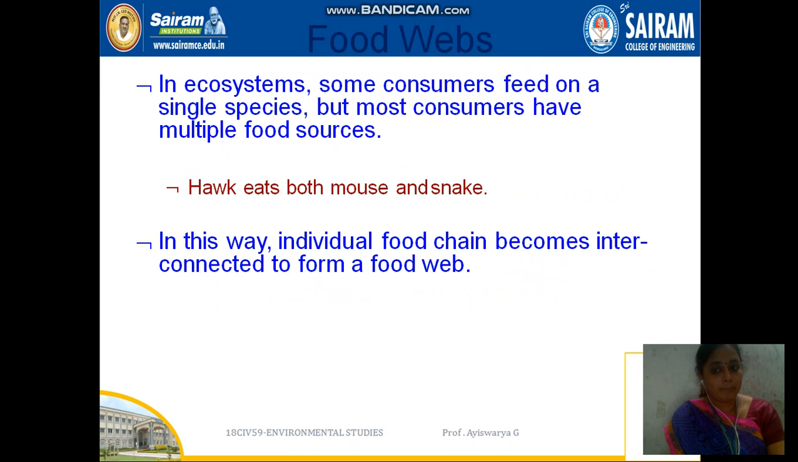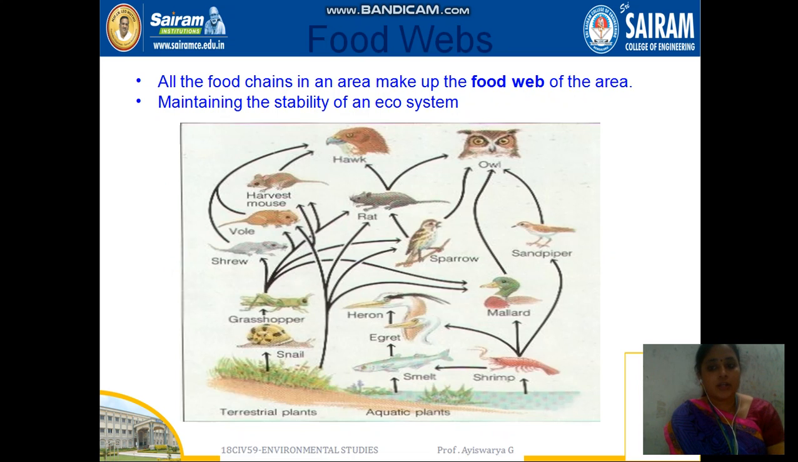Whereas the food web means in the ecosystem some consumers will depend on only a certain species for food, right? So you can take an example of an owl, which eats only mouse and a snake. Individual food chains become interconnected. And here you can see that food web means all the food chains in the area together is said as a food web. By this, the prime objective is to maintain the stability in the ecosystem.